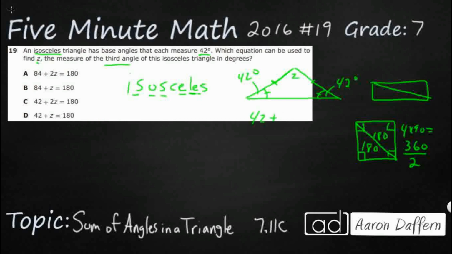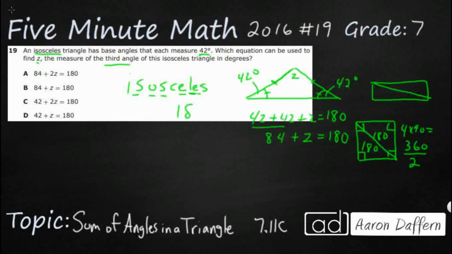So we've got 42 plus 42 plus this z, right? That's going to equal 180. And so what we could do is we could see, well, we've got 42 and 42. Let's add those two up. That's 84. So 84 plus z equals 180. So that looks like B. But you know what? Let's figure out and make sure that actually works.